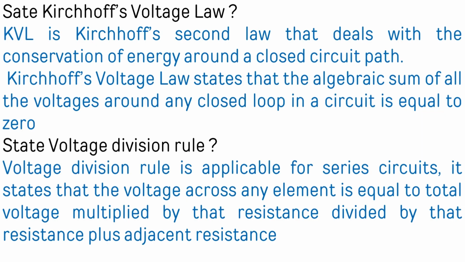Kirchhoff voltage law. Kirchhoff voltage law is Kirchhoff's second law. It deals with conservation of energy around a closed circuit path. Kirchhoff voltage law states that the algebraic sum of all the voltages around any closed loop in a circuit is equal to 0. State voltage division rule. Voltage division rule is only applicable for series circuits. It states that voltage across any element is equal to total voltage multiplied by that resistance divided by that resistance plus adjacent resistance.